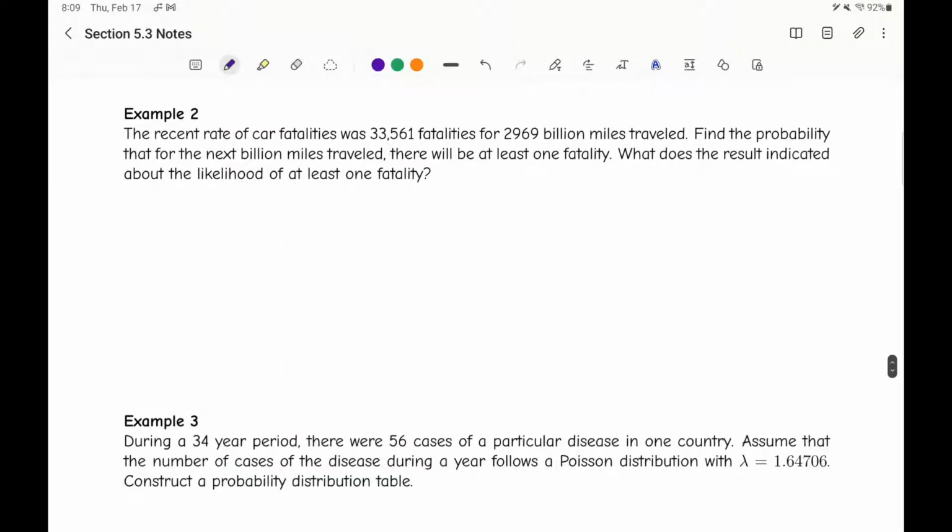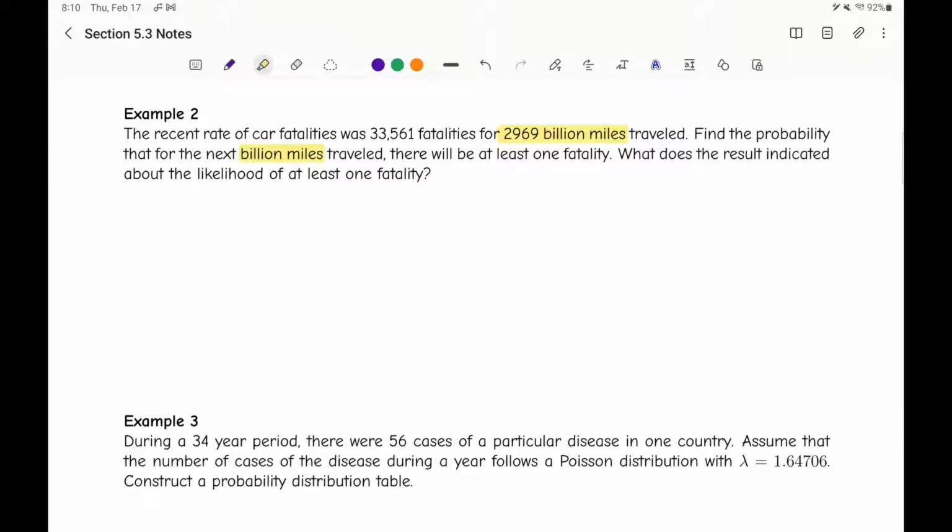Now for example 2, the recent rate of car fatalities was 33,561 fatalities per 2,969 billion miles traveled. So here again, we're talking about distance traveled, specifically 2,969 billion miles. Find the probability that in the next billion miles traveled there will be at least one fatality. What does the result indicate about the likelihood of at least one fatality?